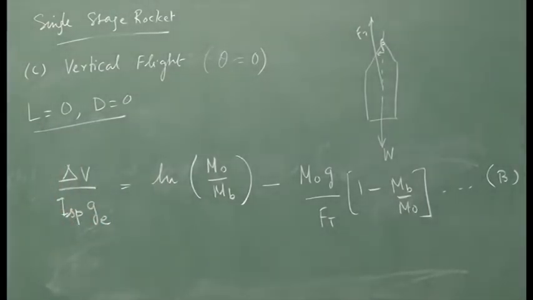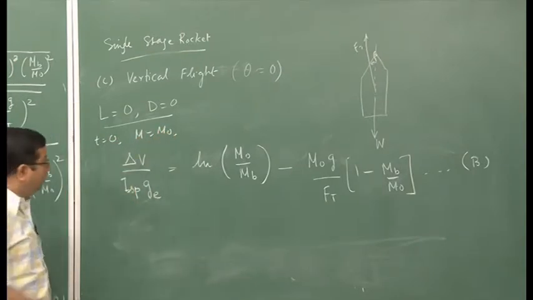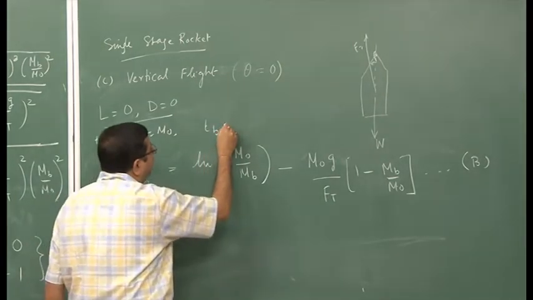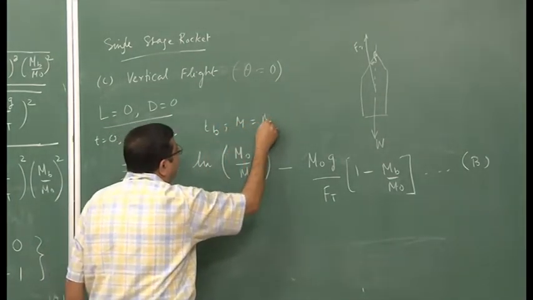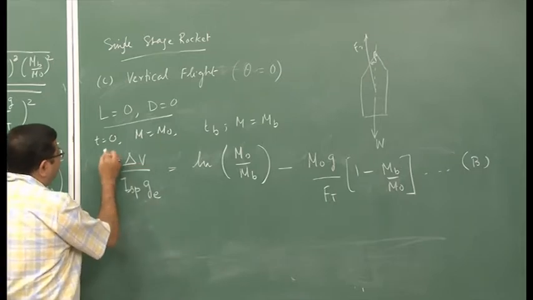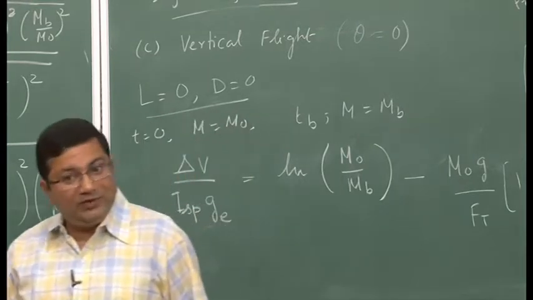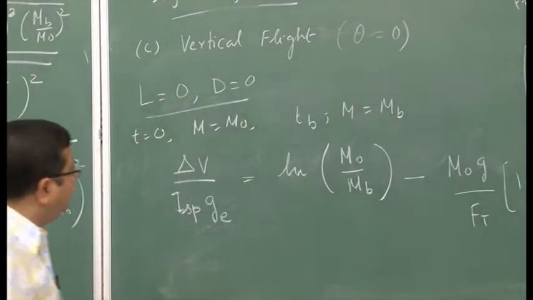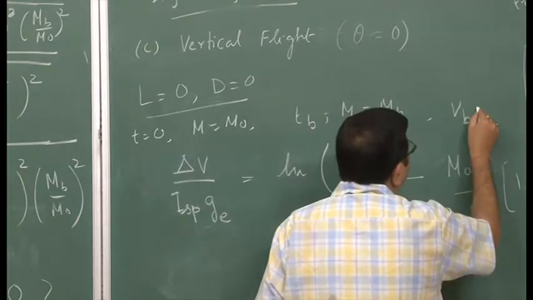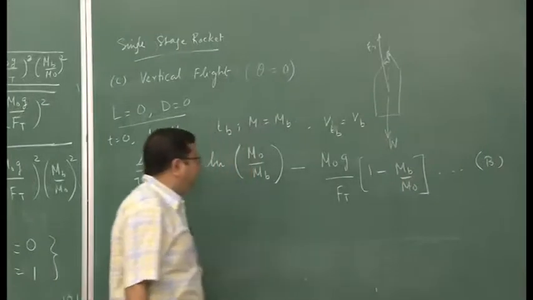Okay. So here we are integrating from time t equal to 0, where mass is equal to m naught, to let us say time equal to t b, where mass is equal to m b. So, we are integrating between these two times. The initial velocity, let us say, is v 1, the final velocity is v 2; v 1 can be 0 as well. So, the final velocity here is v b. So, v at t b is v b, let us say.